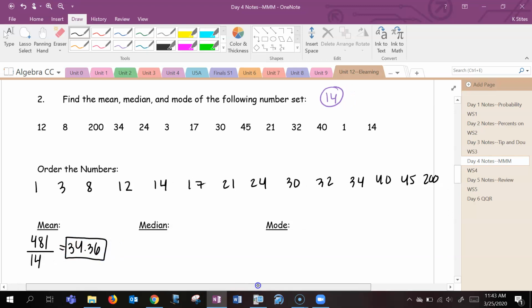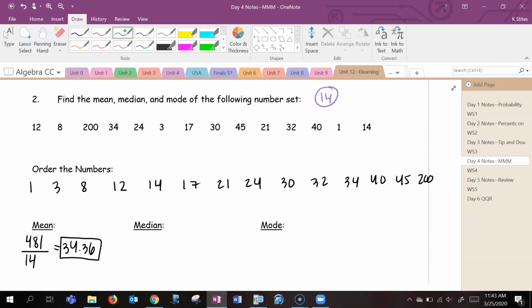Okay, our median is our middle number. Something to know: whenever you have an even number of numbers, and 14 is an even number, you always have two numbers in the middle. Let's see how that happens. Go left to right, cross off one at a time, left, right, left, right, left, right. Two numbers in the middle.